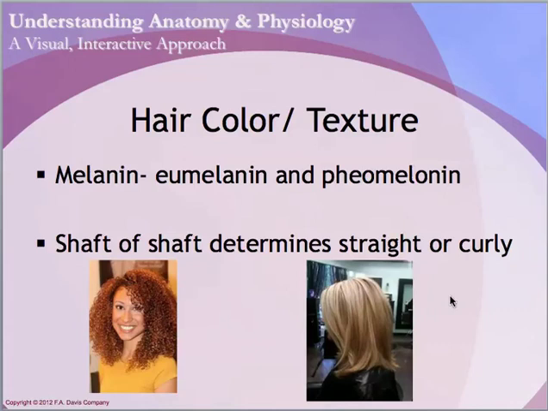So dark shades are eumelanin, blonde is pheomelanin, a red is a combination, and gray or white is a lack of melanin. We can see here that these people have very different hair. In the shaft, that's an error there.